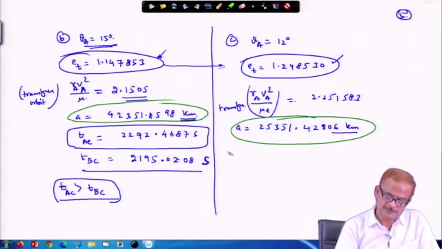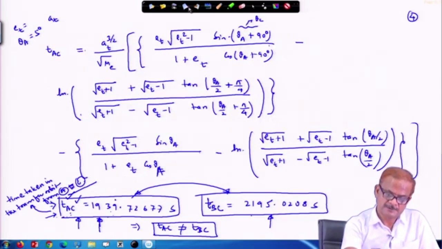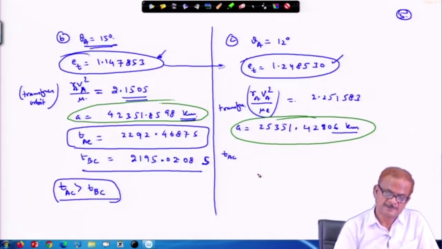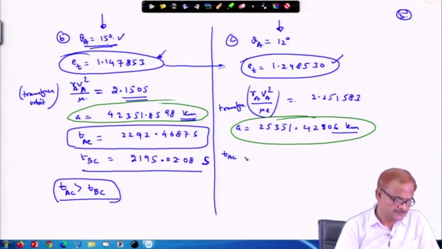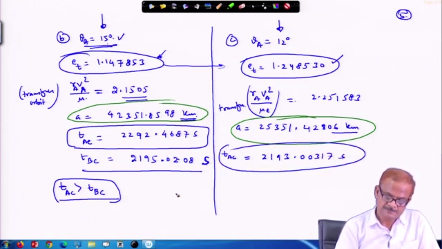Once A is known, T A C can be computed using this equation. Only thing that you need to replace here is theta A by 15 degree, in this case by 12 degree. So, T A C turns out to be 2193.00317 seconds. Now, you can compare with this value. So, a little bit short of this.